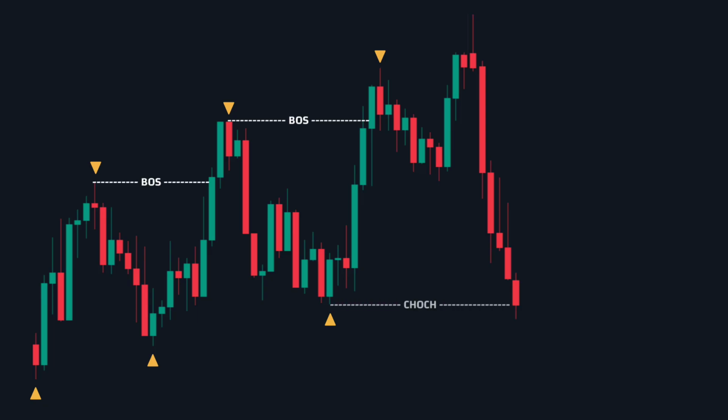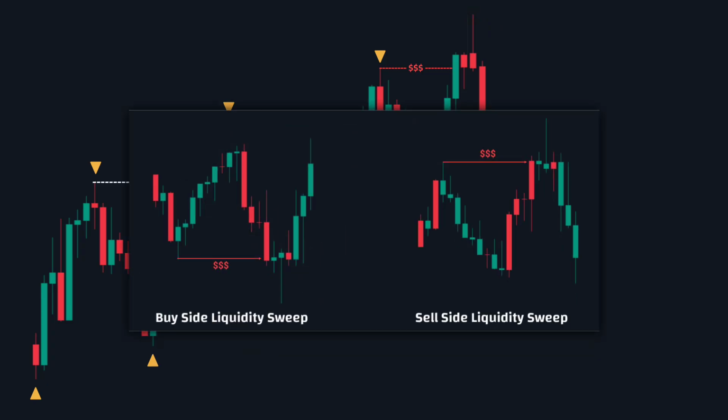A change of character occurs when price fails to continue in the current direction and breaks a key swing level in the opposite direction. This signals a potential shift in control. Liquidity sweeps occur when price trades through a prior swing high or low and then quickly returns back inside the range. This behavior shows that stop orders were triggered and absorbed. A sweep below a swing low followed by a return above the level suggests sell-side liquidity was taken. A sweep above a swing high followed by a return below suggests buy-side liquidity was taken.